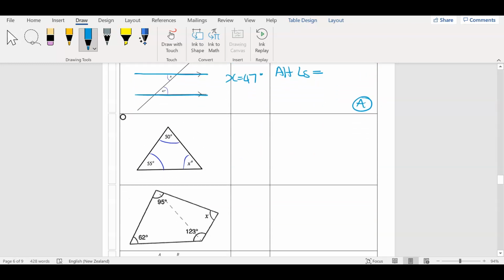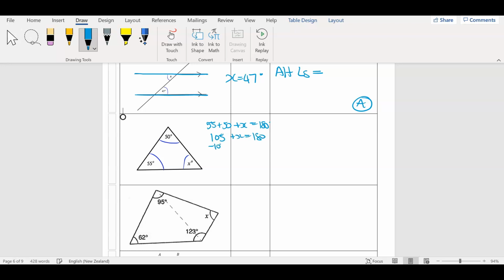We're now moving on to the triangle question. Nice and easy. We know the sum of the angles within a triangle is 180 degrees. So as an equation, it's going to be 55 plus 50 plus x. The 3 internal angles have to sum to 180 degrees. That's going to result in 105 plus x equals 180.